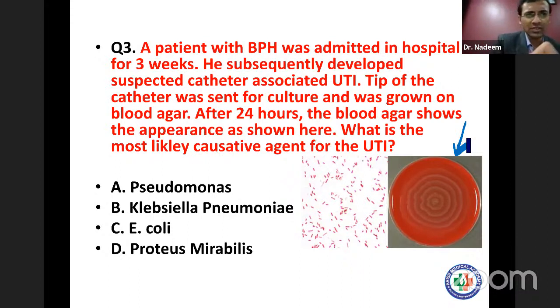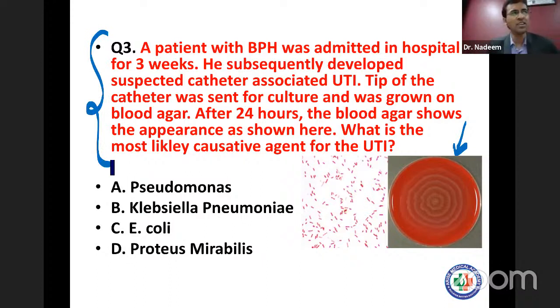So this question is framed in a clinically integrated manner. Okay, in a clinically integrated manner. So basically, I'm asking you the organism which has caused UTI because of the Foley's catheter here. And after that, when that microorganism was grown, appearance is something like this, which I have shown here. Answer me, please.